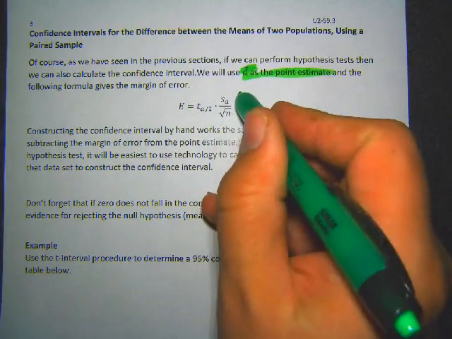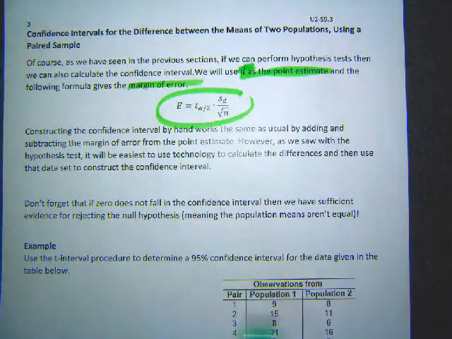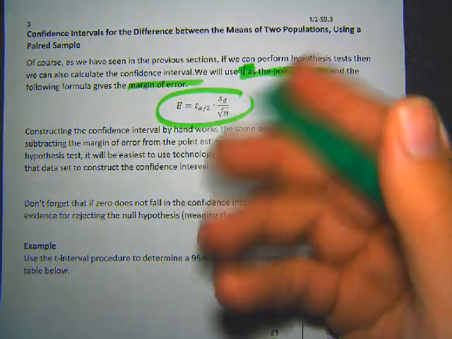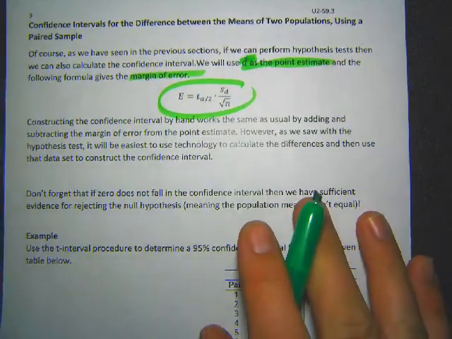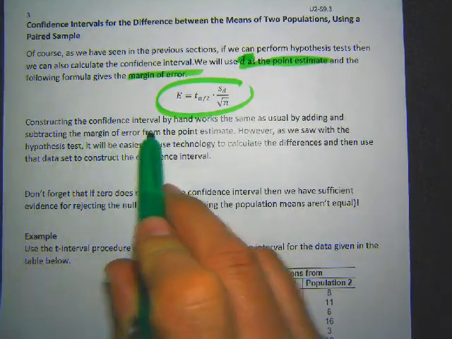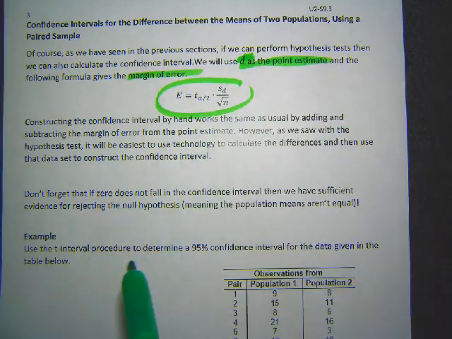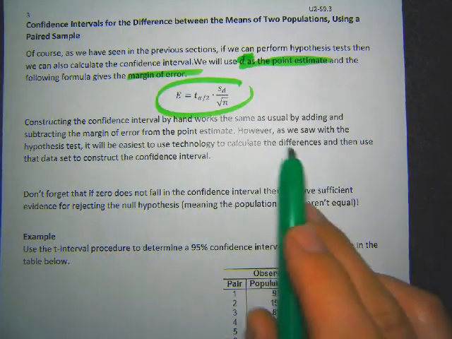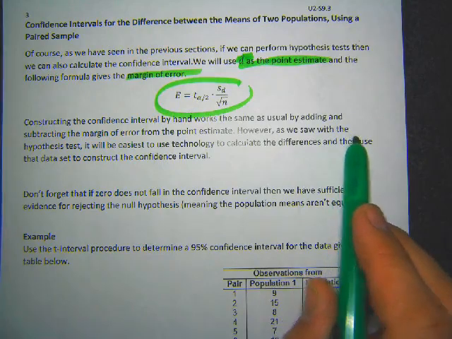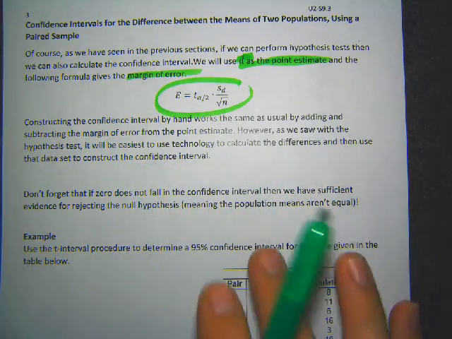And the margin of error would be this formula. So that's the margin of error. Again, we're not really going to use these formulas because we'll let the calculator do it for us. Constructing the confidence interval by hand works the same as usual, adding and subtracting the margin of error from the point estimate, just like you always would. However, we saw with the hypothesis test, it's easier just to use technology. So that's what we're going to do.